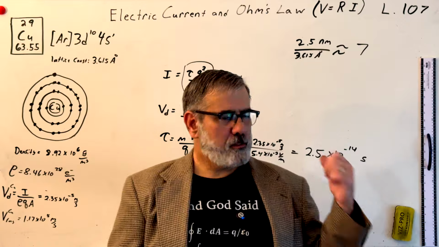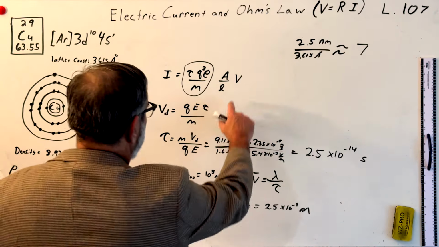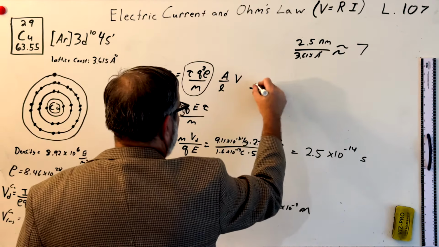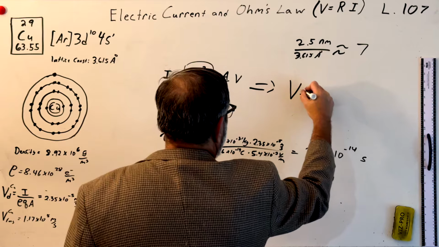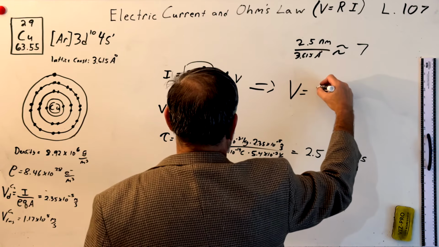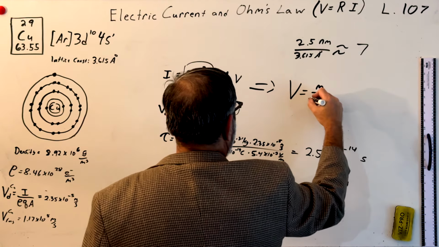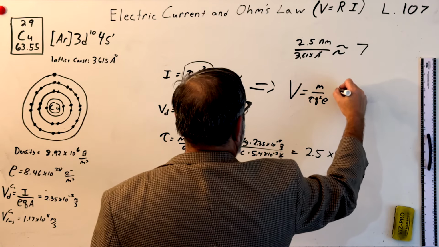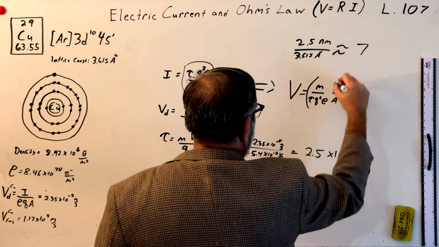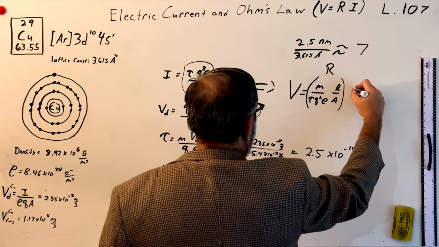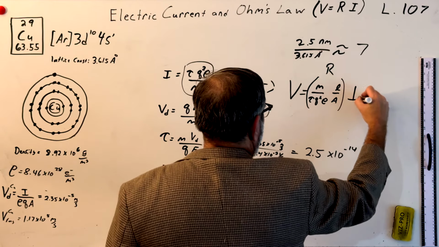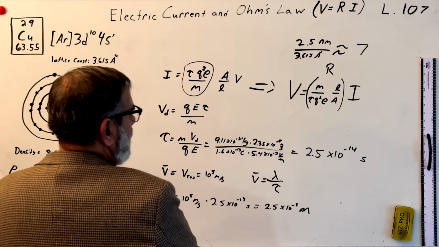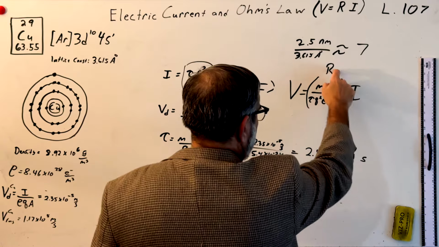But this is Ohm's law, right? If we just simply rewrite this, we get V equals, now we just invert everything, m over tau Q squared rho times L over A. This is all R, resistance, times I, the current, right? So V equals I times R.